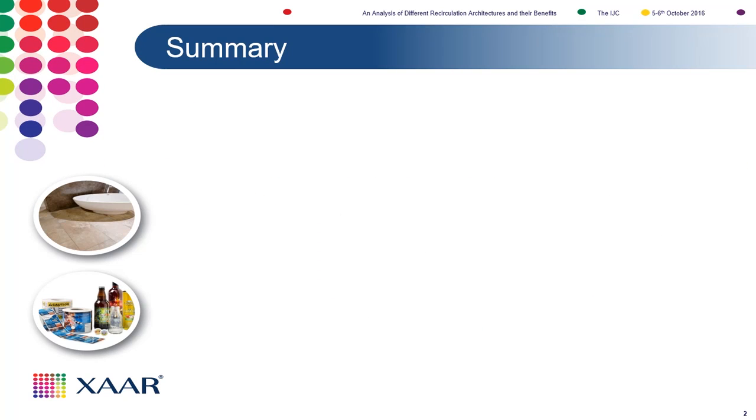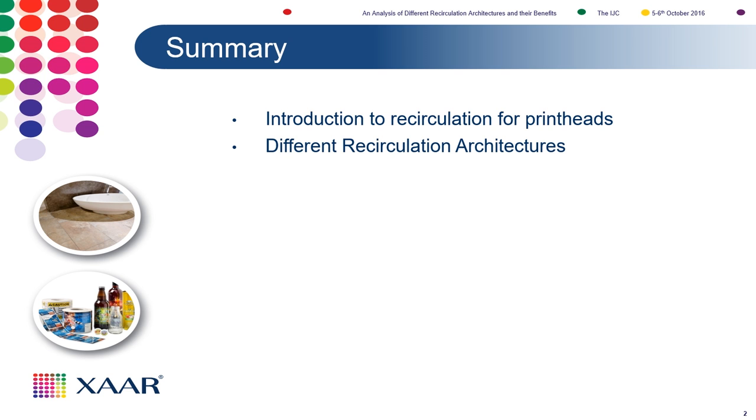Okay, so first of all, just go through a summary of what I'm going to talk about. I'll introduce what recirculation in printheads is, the component parts, and the core benefits that it offers users. I'll then go through all the different recirculation architectures that have been introduced in a variety of different inkjet printheads. And then I'll also focus a bit on Xaar's implementation, TF technology, through flow technology, and go through some of the benefits of that.